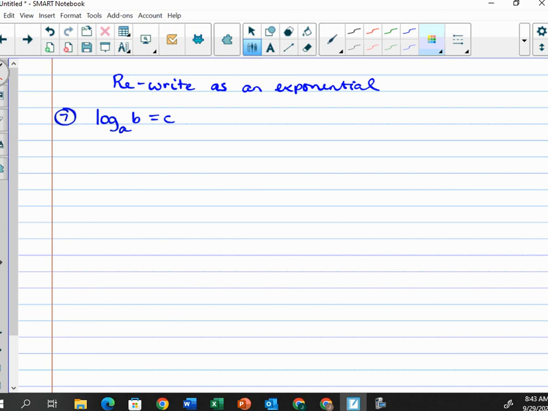Log base A of B equals C. Okay, so there's a couple of ways you can go about doing this. Some of you probably just have it memorized and go, okay, A is the base, C is the exponent, it's going to equal B. That's fine. The other way you can do this is what's called exponentiating both sides. It's fine if you just know the A to the C equals B.